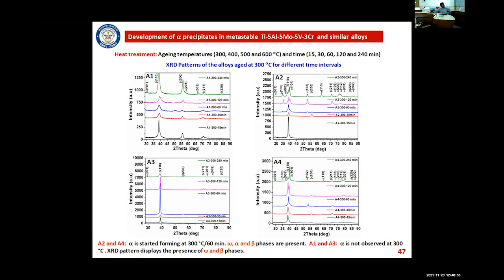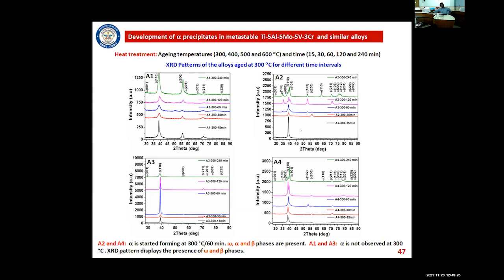These are the XRD patterns of all 4 alloys aged at 300°C for the different time intervals: 15, 30, 60, 120, and 240 minutes. In the case of LiA1, from 15 minutes up to 240 minutes, it exhibits the presence of omega and beta phases. This omega comes from the quenching itself, which is called athermal omega.